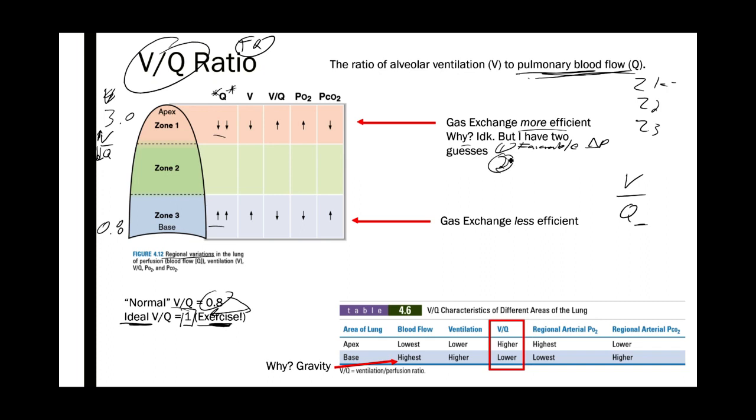Another reason, this is just my guess, there's less blood flow up here, right? So maybe it's a situation where this apex, zone 1, is handling less overall work, so it makes it more efficient. But that's just an interesting thing to keep in mind, that despite so much blood flow down here in zone 3, the gas exchange is actually less efficient.